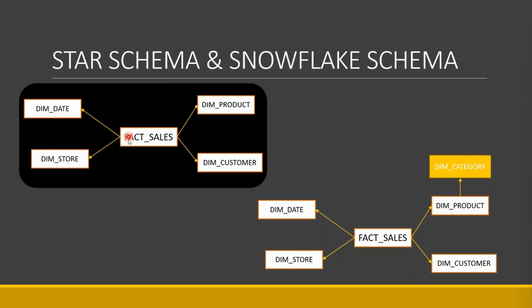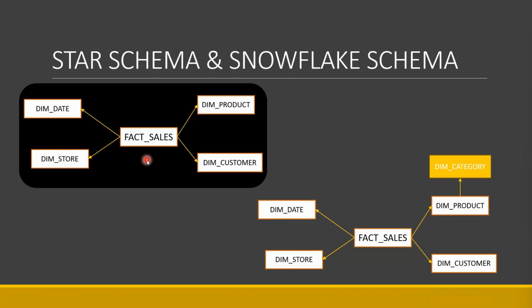In the star schema, one fact table is centrally associated with multiple dimension tables. The same example that we have just seen: the sales fact table has information from dimension product, dimension customer, dimension store, and date. So this is a central fact table, and this is called a star schema.